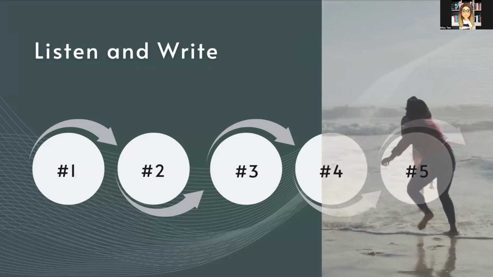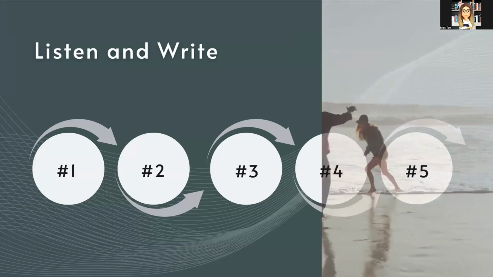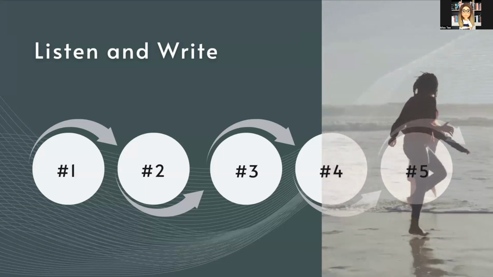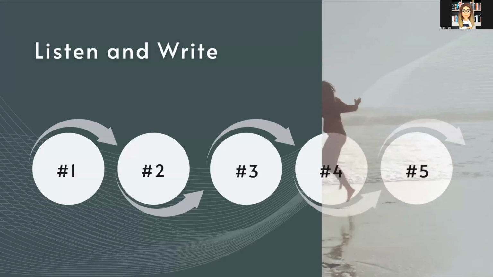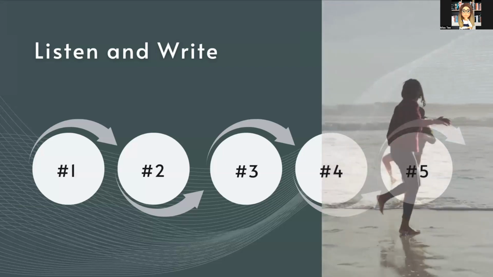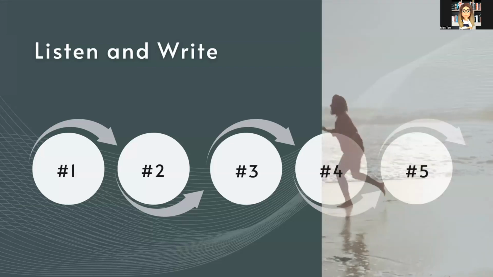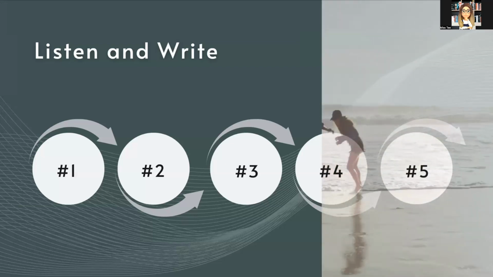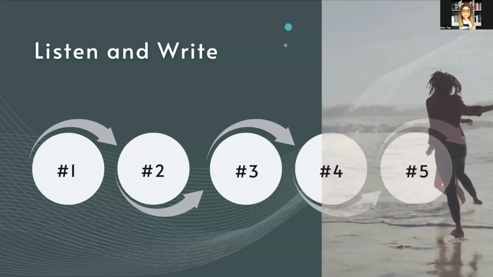Number 4, we sat in a circle to chat and share our latest news. Number 5, I socialized in a new circle of friends. All right. That's all the sentences, and I'm sure everybody did a wonderful job writing them down.